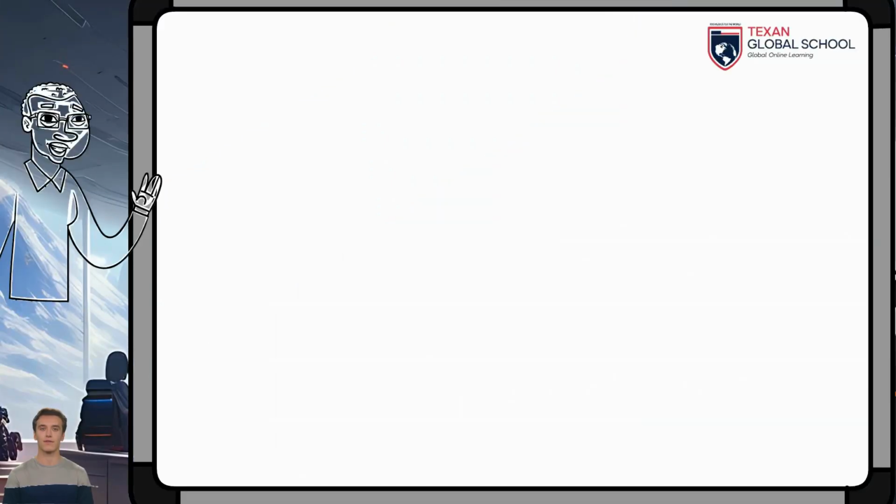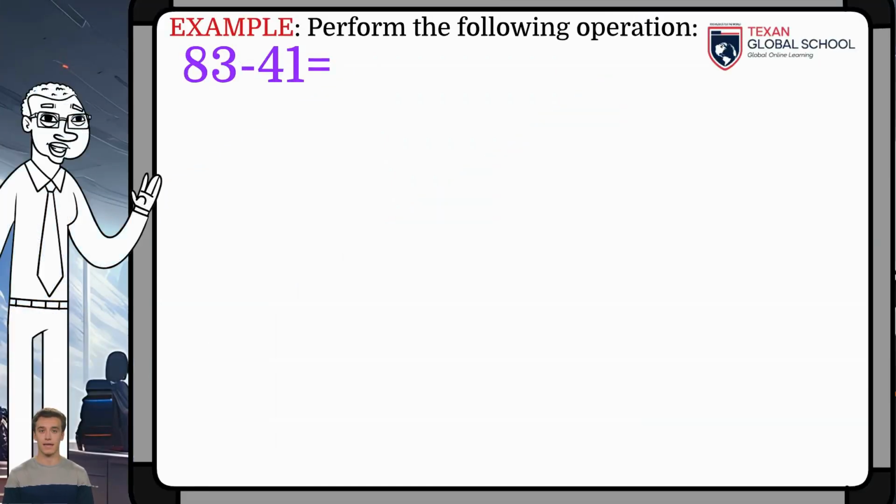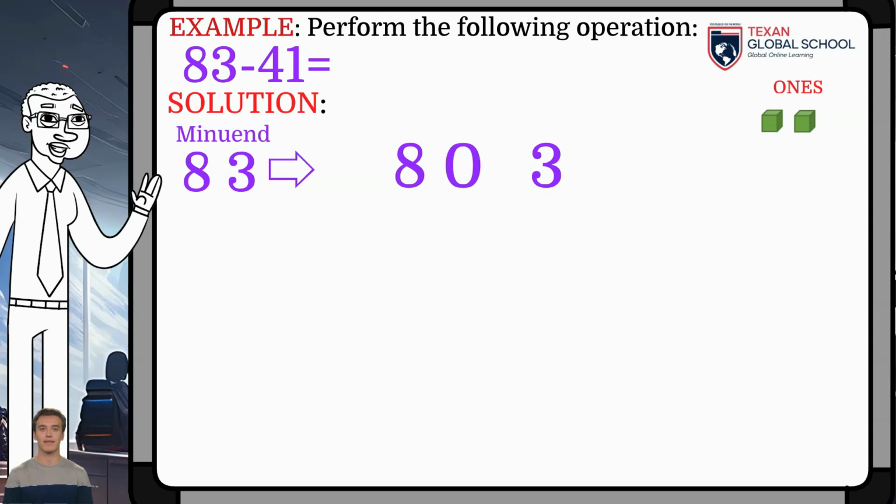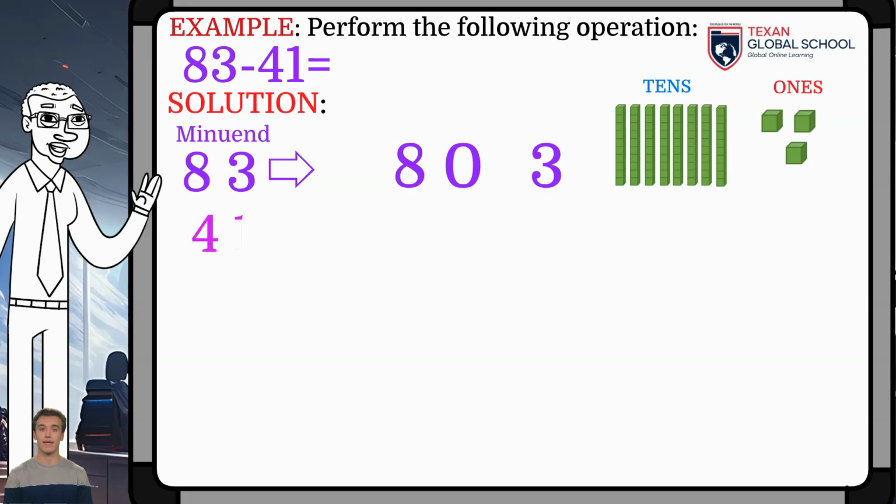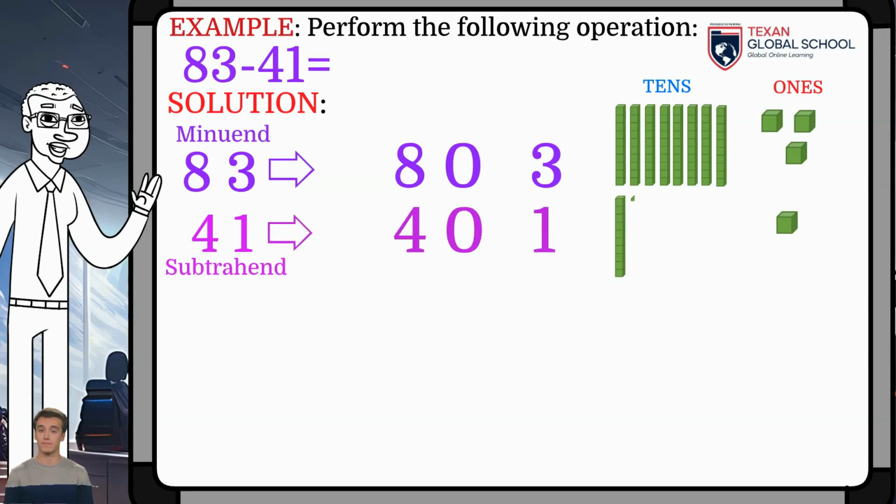Let's look at another example. We will subtract 83 minus 41. First, decompose the minuend and subtrahend into ones and tens. The minuend 83 has 3 ones and 8 tens. The subtrahend 41 has a 1 and 4 tens. Let's model using base 10 blocks or cubes. Then draw a line below to perform the subtraction.